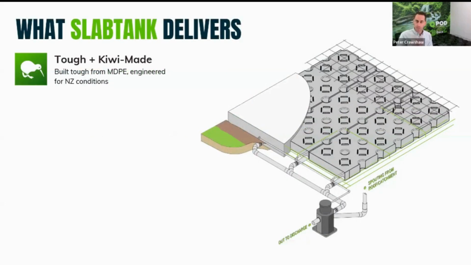So we sought to deliver a tank from the slab here, and this is what we came up with. This is the SlabTank. It is a tough Kiwi-made product built from MDPE, so it's a plastic rotational moulded product, much like your rainwater tanks. And what you can see on the right there is a representation of it in the foundation. You've got the tanks, you've got the connections out the left there, and you've got the distribution chamber, which is really your central hub of catching your water and distributing it.